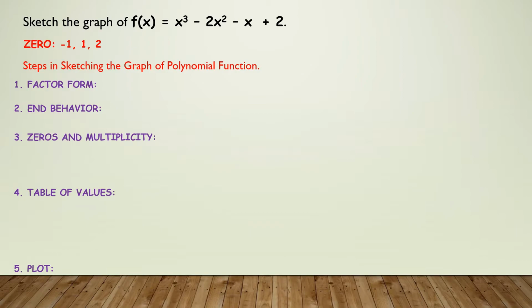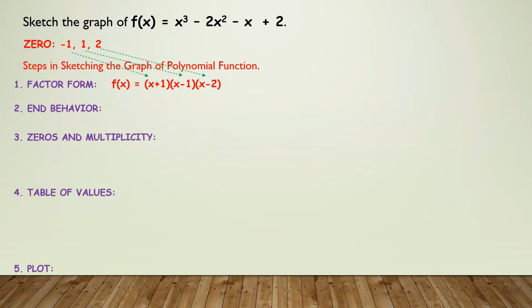So writing this in the factor form, we will have f of x equals x plus 1 times x minus 1 times x minus 2. We do this so that it will be easier for us to solve for the table of values later. Then after this, we're going to determine the end behavior.